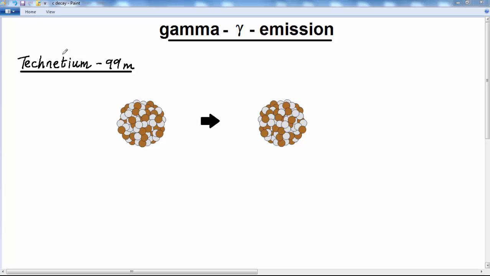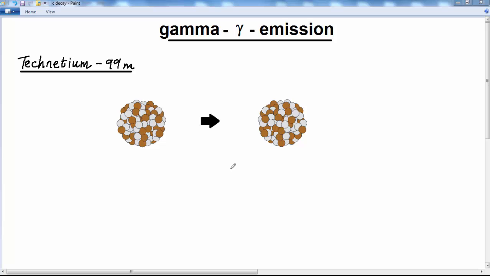In this lesson we're going to look at gamma emission. Now gamma emission is different from alpha or beta emission because it does not involve the emission of a particle. So what is gamma emission? Well, gamma emission is really the emission of a high energy packet of electromagnetic radiation. Okay, so you can think of it like X-rays but with much more energy.